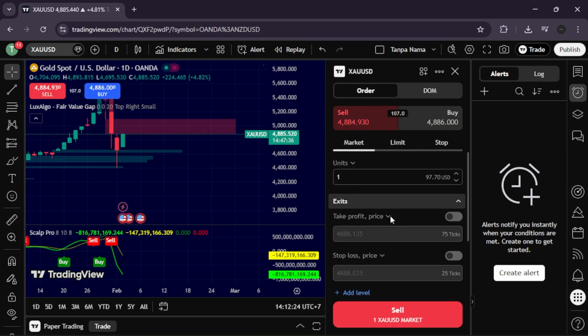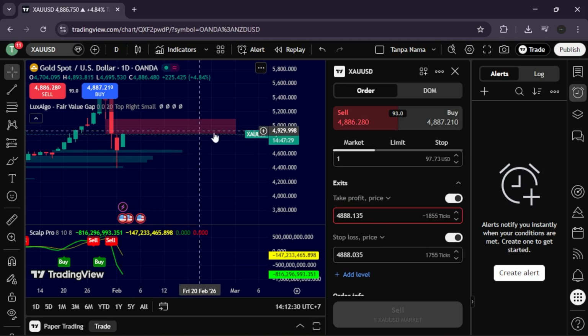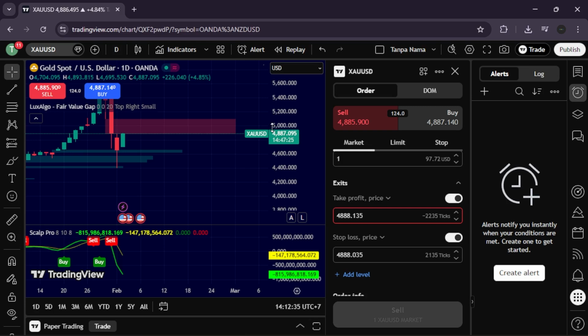Step 4. Set your protection, stop loss, and take profit. Before you hit the button, toggle the Take Profit and Stop Loss options. For a short, your stop loss goes above the current price to protect you if the market rises, and your take profit goes below the current price. You can set these by price level or by the exact dollar amount you're willing to risk.